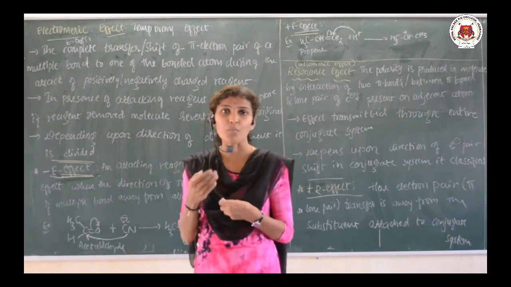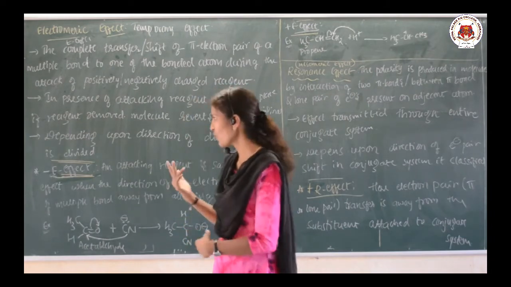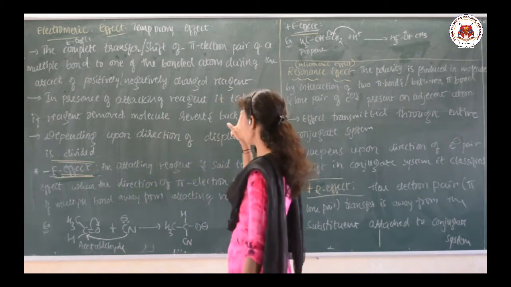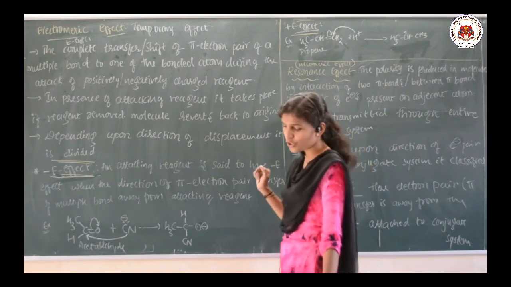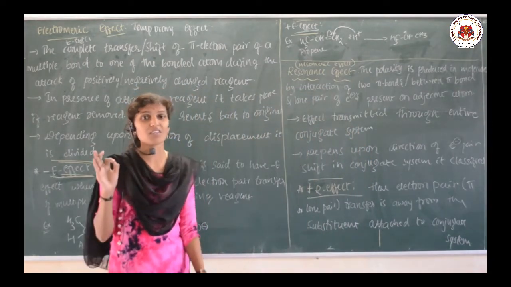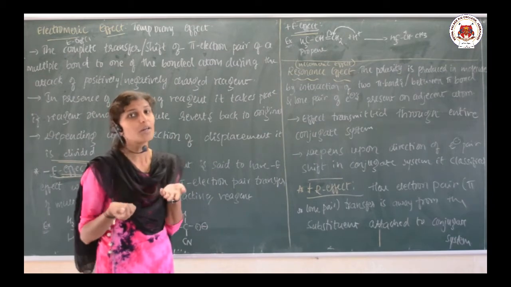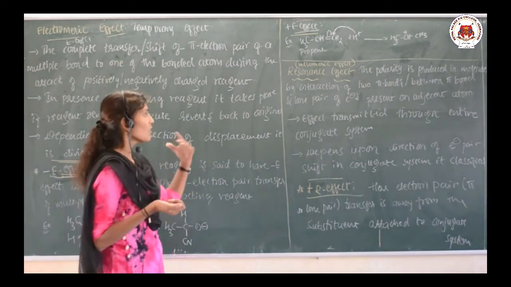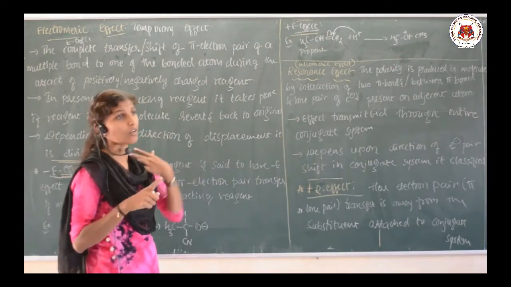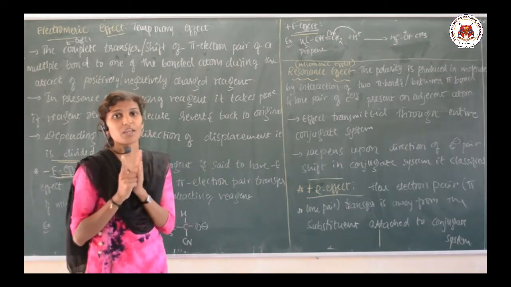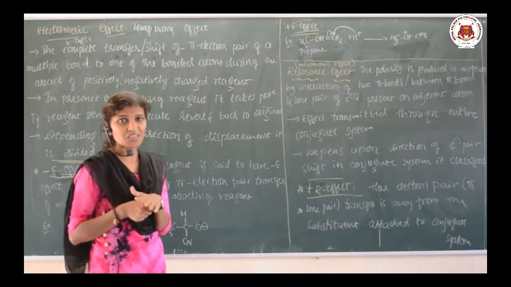That attacking reagent may be positively or negatively charged. Clear? Next, the effect takes place in the presence of the attacking reagent. If the reagent is removed, the molecule reverts back to the original. This means the electromeric effect is possible only in the presence of the attacking reagent. If I remove the attacking reagent, the molecule returns to its original arrangement.